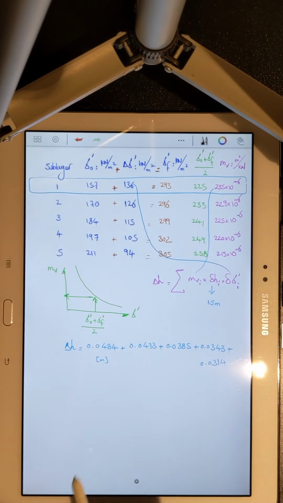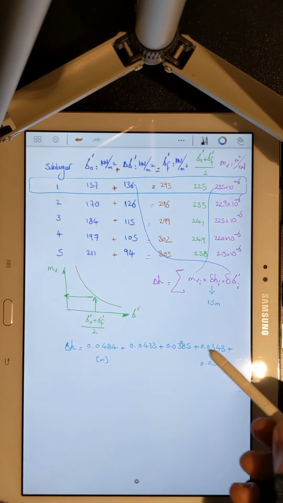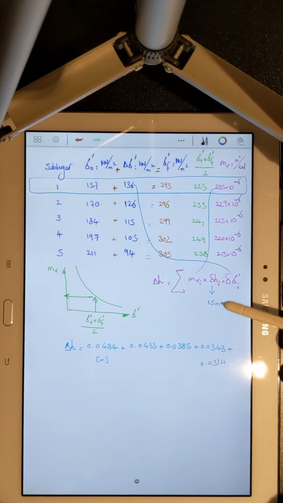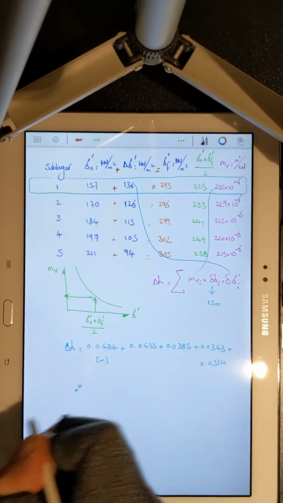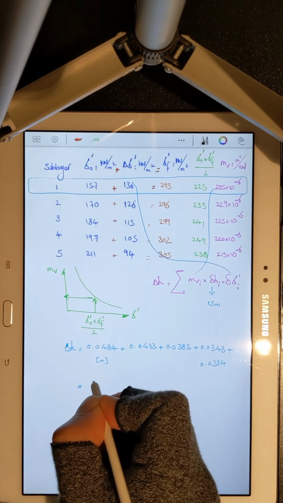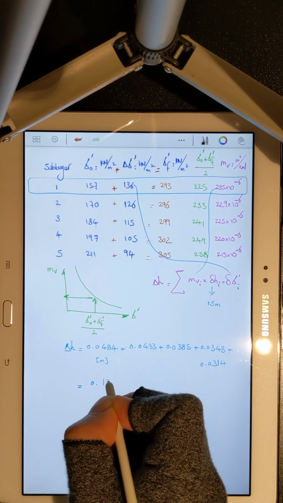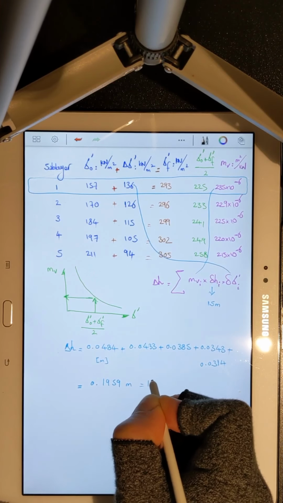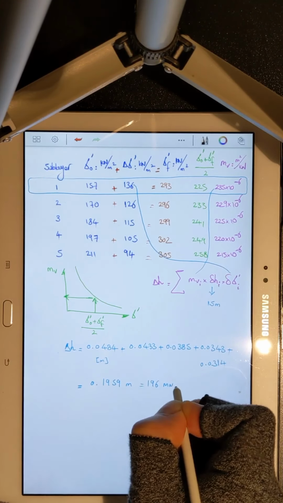Again, interesting stuff. You can see how the consolidation settlement for each of these sublayers is reducing as the depth is increasing. It's because of stress dissipation. Your total settlement will be equal to 0.1959 meters or 196 millimeters.